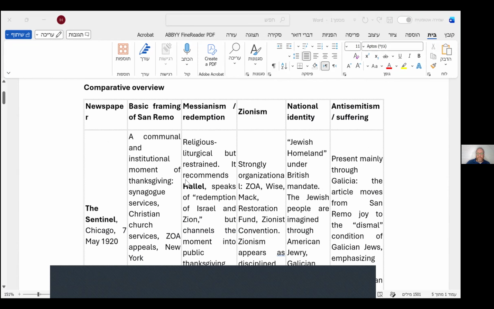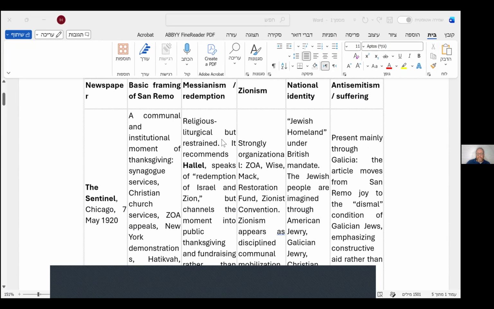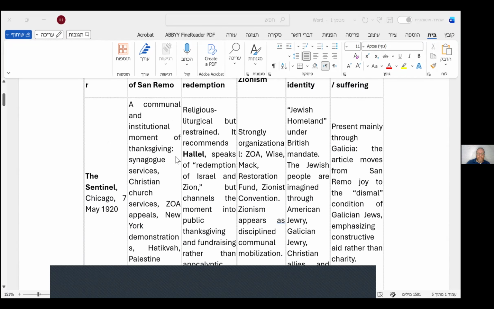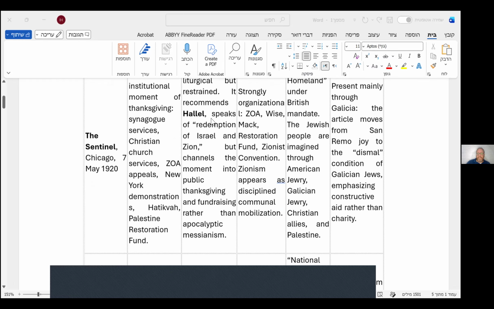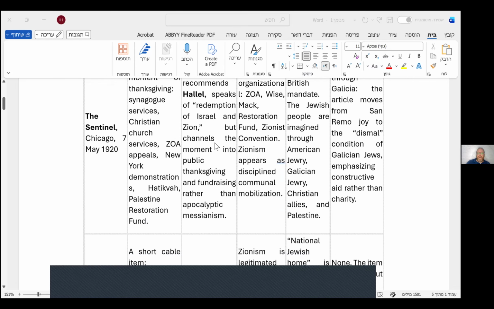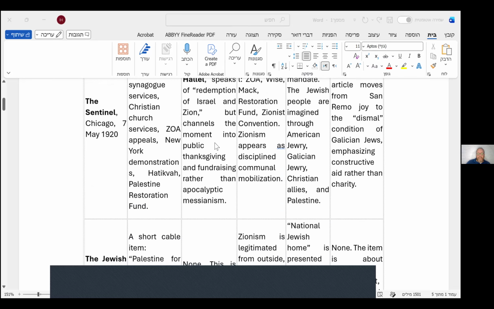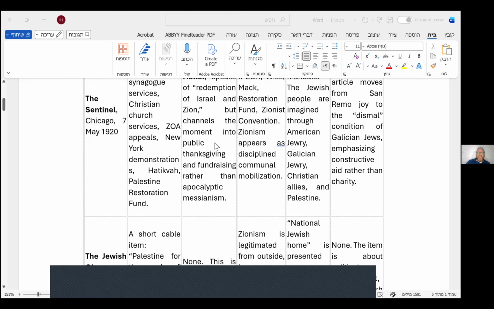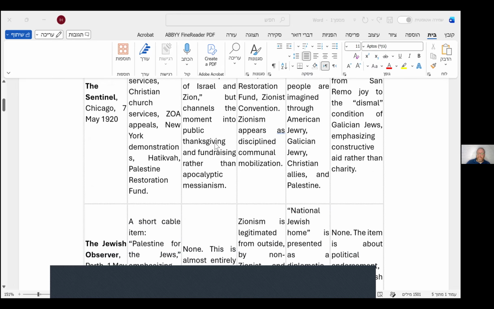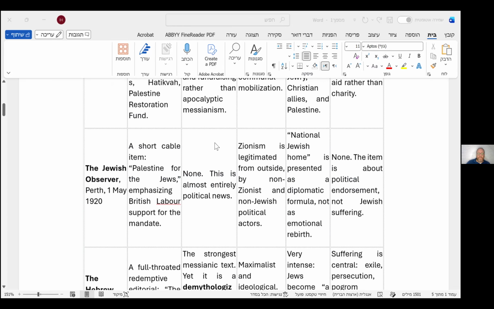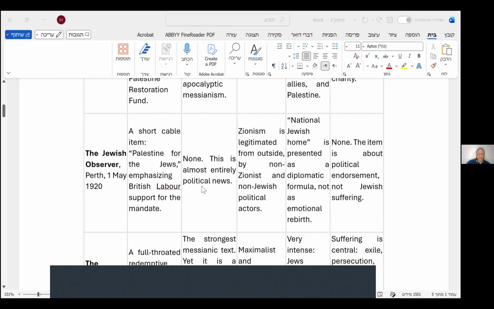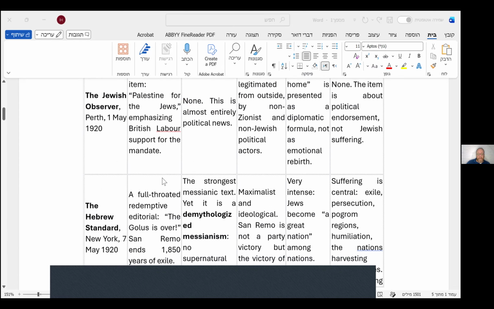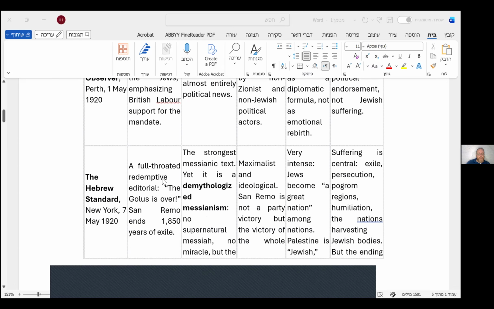Specifically, I want to focus on the messianic and redemptive aspect. Here you can see from the Sentinel, there is a restrained religious liturgical aspect, recommends Hallel, speaks of redemption, but as I think Eli said, it's more of a public thanksgiving fundraising rather than apocalyptic messianism. When you look into the Jewish Observer from Australia, nothing. Almost entirely political news, emphasizing the British Labour support for the mandate. Well, we're a long way from that, of course.